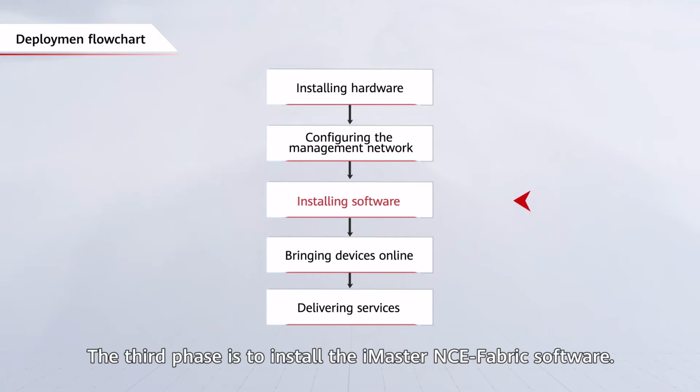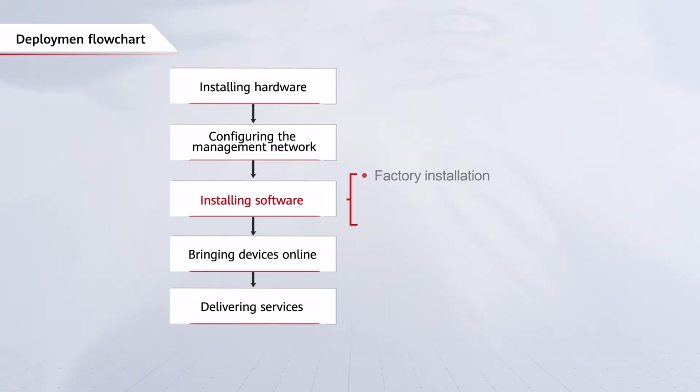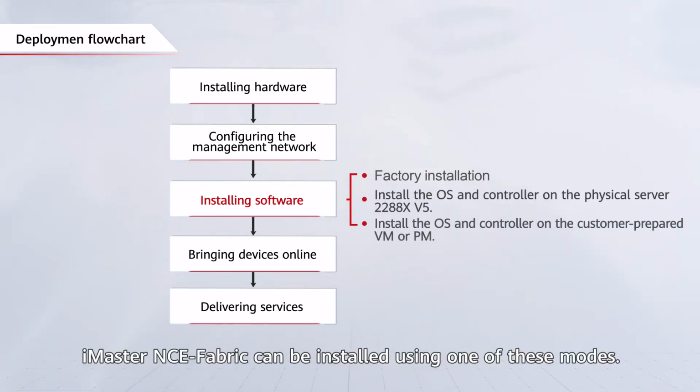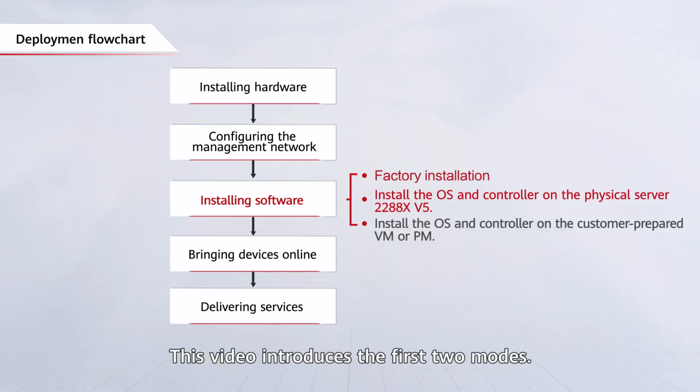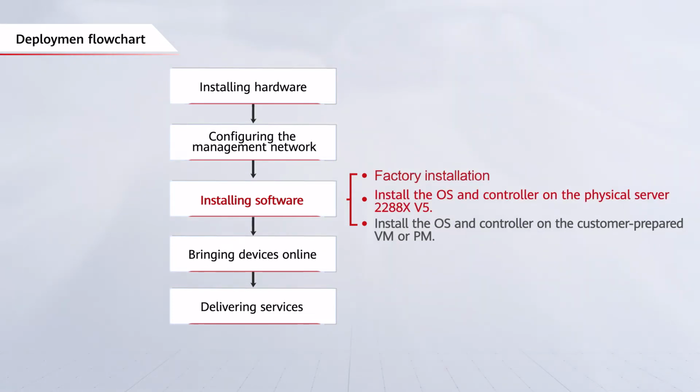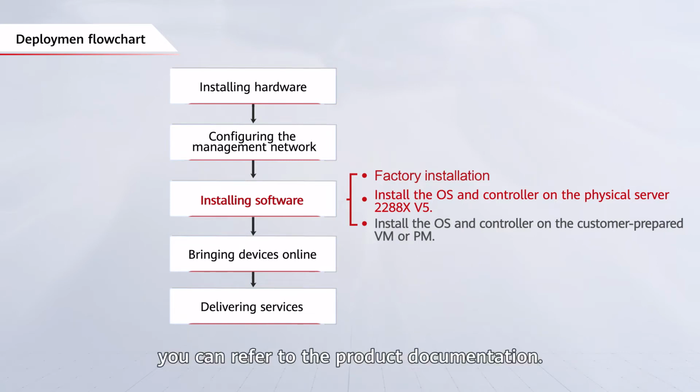The third phase is to install the iMaster NCE Fabric software. In the Easy scenario, iMaster NCE Fabric can be installed using one of these modes. This video introduces the first two modes. For the third mode, you can refer to the product documentation.